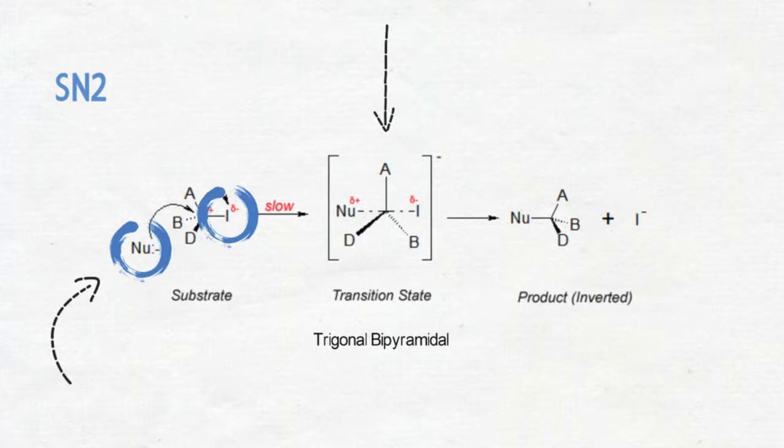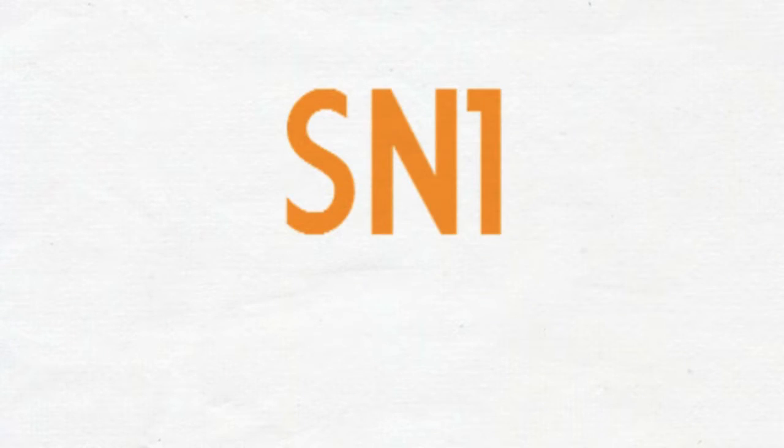In this state, two partial bonds are formed with the nucleophile and the leaving group, which are 180 degrees apart, while the remaining groups are in the same plane. Following this, the C-I bond breaks completely and the nucleophile's bond forms. Since the nucleophile attacked the carbon from the opposite side of I, there is inversion of the stereochemical configuration about the carbon center. Next, let's look at SN1.